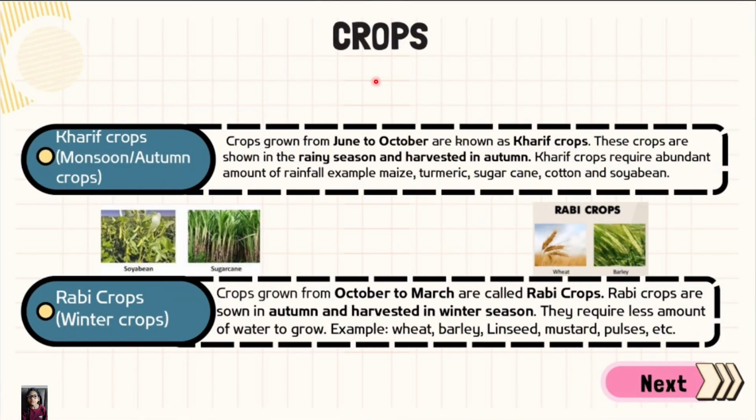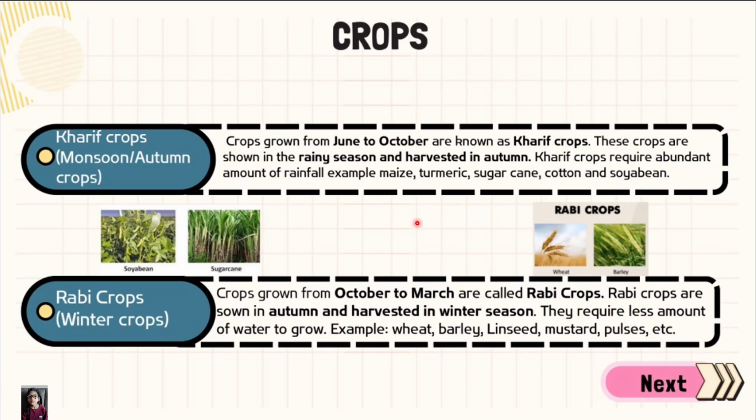Crops. There are two types of crops: Kharif crops, monsoon or autumn crops; Rabi crops, winter crops. Crops grown from June to October are known as Kharif crops. These crops are sown in the rainy season and harvested in autumn. Kharif crops require an abundant amount of rainfall. Example: maize, turmeric, sugarcane, cotton and soybean.